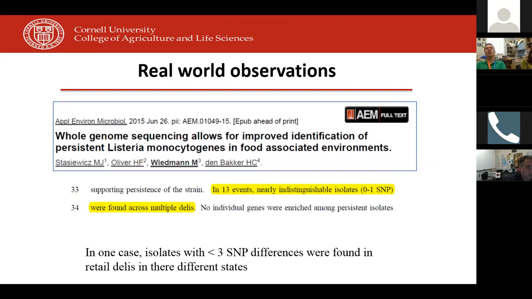In 2 of them, we only found that specific subtype once. In 1 of those retail delis, we found that subtype over time. So multiple visits. Each of these delis were visited at least 6 to 9 times, and we found the same Listeria monocytogenes multiple times. What do you think happened there? How could you find the same L. mono in retail delis in 3 different states?